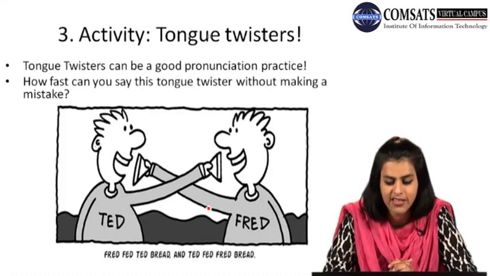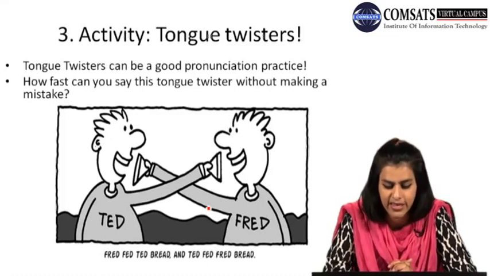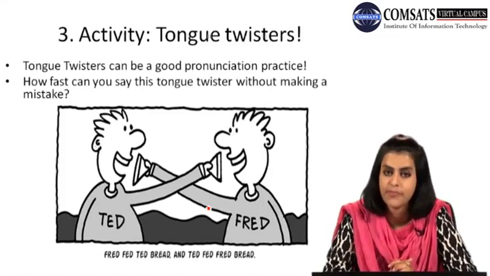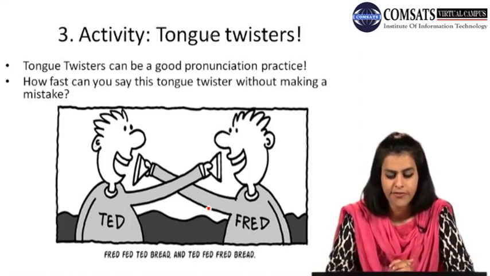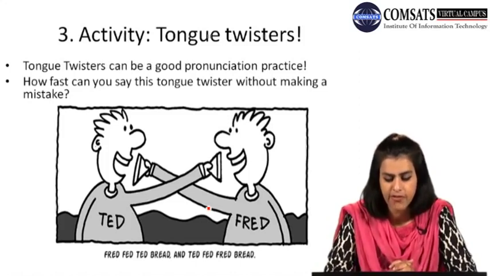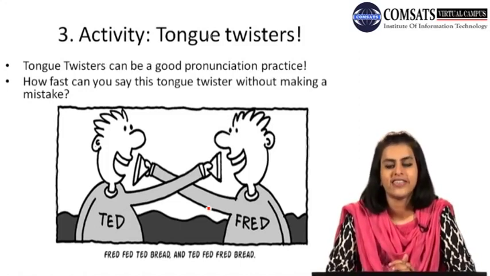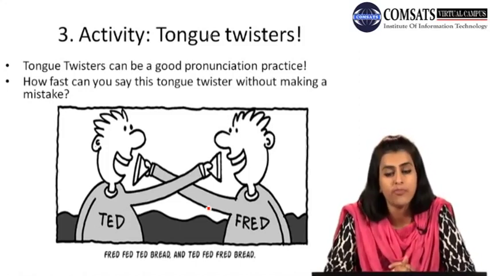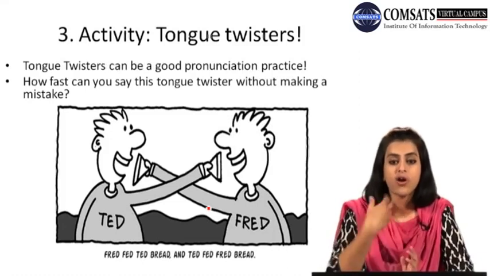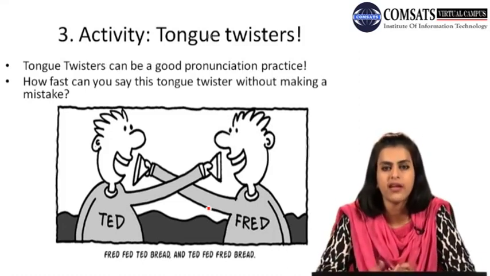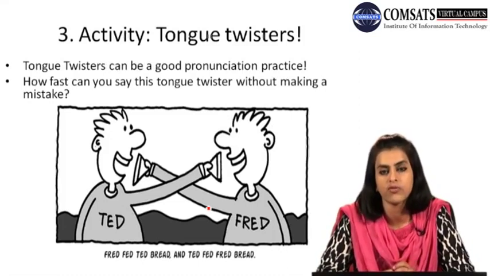So this is Ted and this is Fred, and they are basically feeding each other the bread. So Fred fed Ted bread and Ted fed Fred bread. So this is what you are supposed to say quickly. This would also help you see how you can quickly pronounce different consonants and different vowels of the language together.